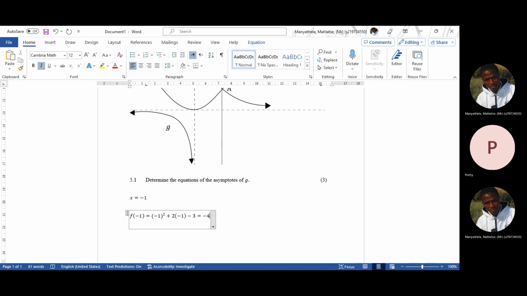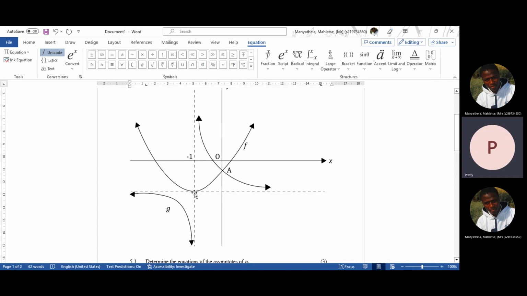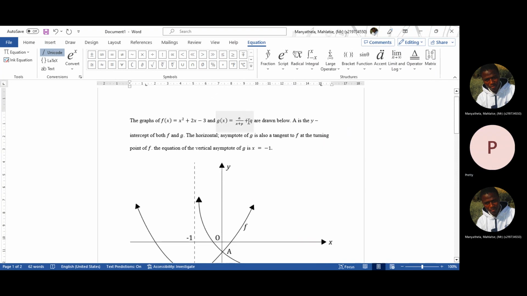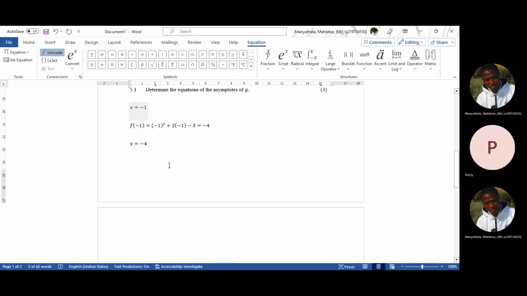So y equal to -4. We plug in -1 inside x and we get -4. So the equations of the asymptotes are x equal to -1, y equal to -4. So already we have the value of q. We know the value of q equal to -4 and x plus 1. I think this thing we are going to need it. Okay, copy. Okay, sharp. What is the second question saying?